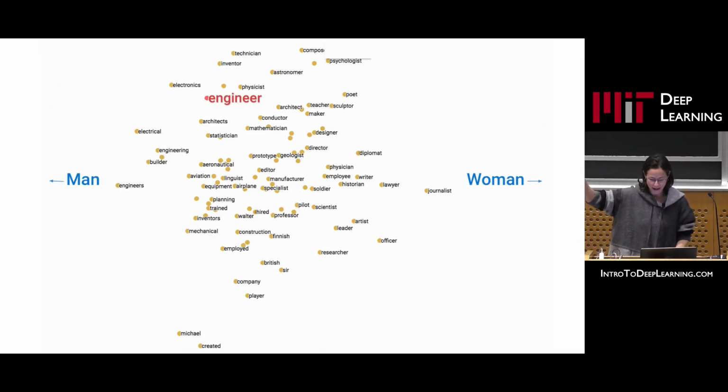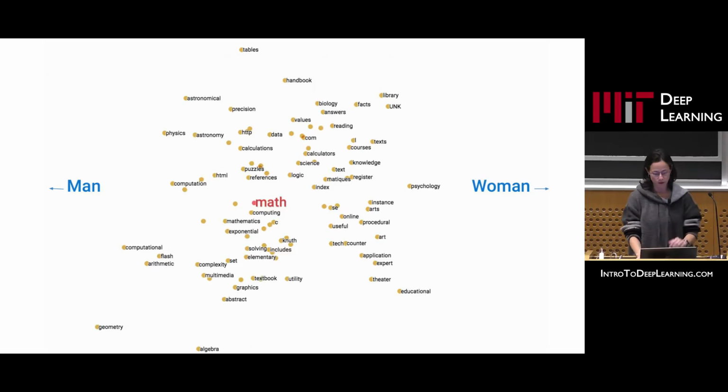Okay, and then close to woman, I have journalist, lawyer, officer, diplomat, writer, poet. Okay, let's keep going. My new anchor word is math, between man and woman, next to man, computational, arithmetic, flash, computation, physics, astronomical, so forth. Next to woman, psychology, instance, procedural, art, educational, library, and so forth.